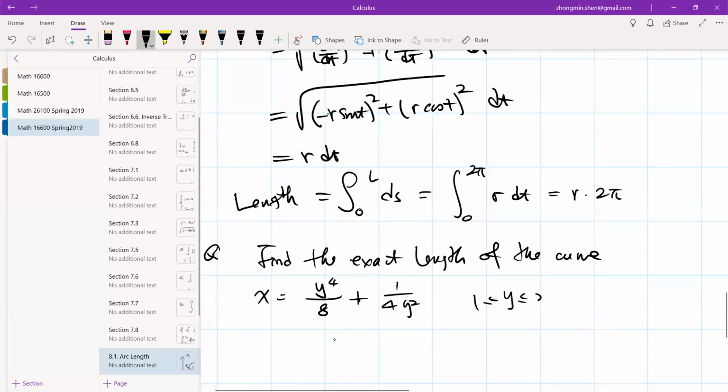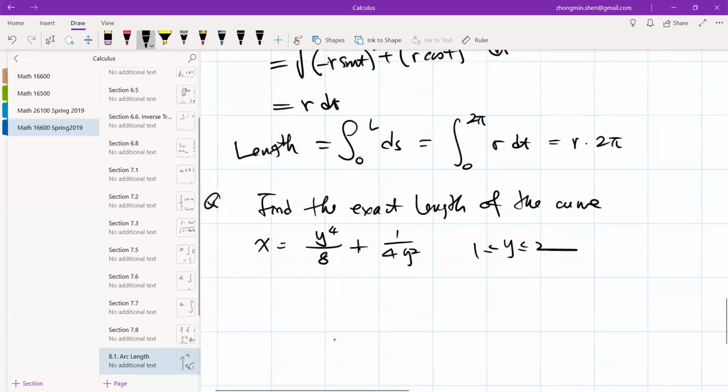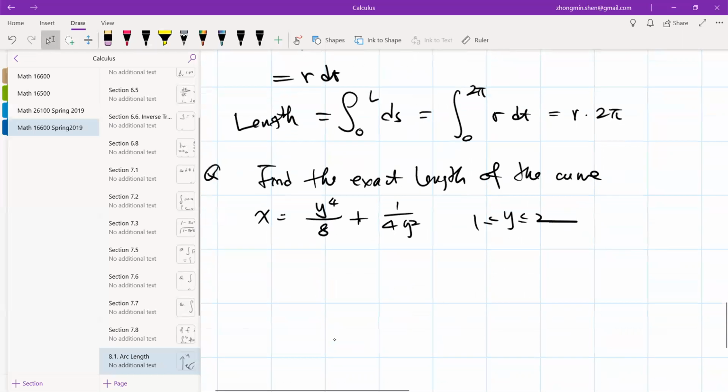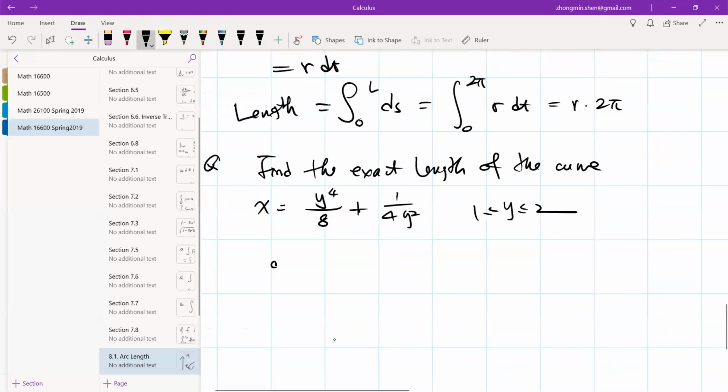Okay, y is between 1 and 2. Now, clearly, the curve is given by this equation, x equals some function that depends on y, okay? So it's easy to find the derivative of x with respect to y. That is going to be 1/2 y cubed minus, actually, 1/2 y to the negative 3. Can you see that? Yeah, y to the negative 1 when differentiated gives y to the negative 3, so negative 2 over 4 is going to be negative 1/2.